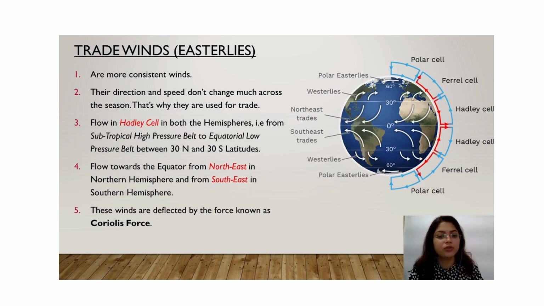Now you can see here they are more consistent winds. Their direction and speed don't change much across the seasons. That's why they are used for trade. They flow in the Hadley cell, I have told you, in both the hemispheres, that is from the subtropical high pressure belt to the equatorial low pressure belt between 30-degree north and 30-degree south latitudes. They flow towards the equator from the northeast in the northern hemisphere and from the southeast in the southern hemisphere because of the Coriolis force.